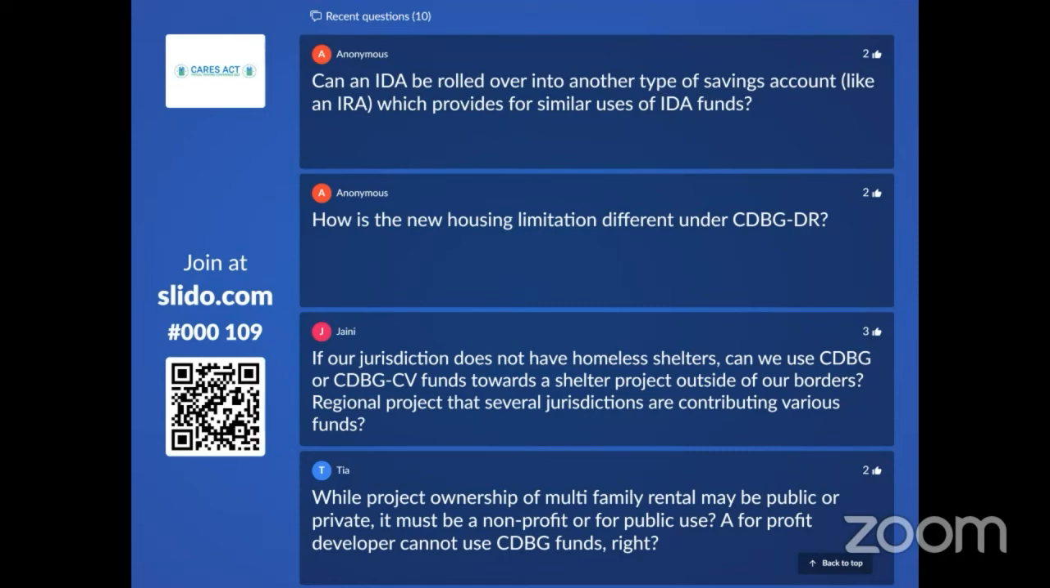The answer is no. The IDA cannot be rolled over into another type of savings like an IRA.